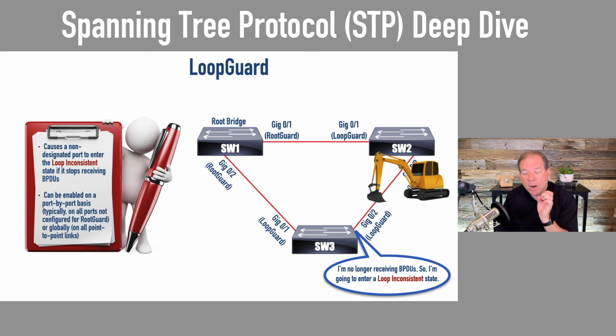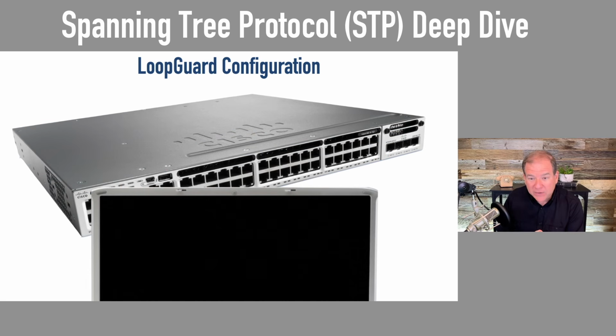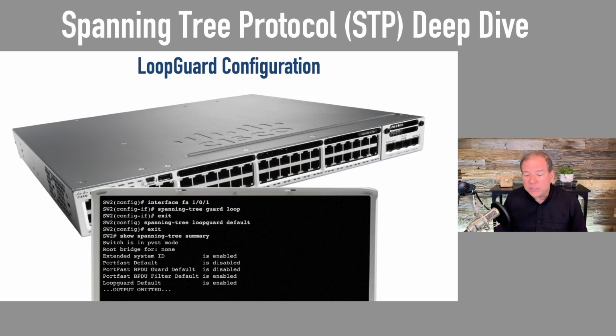And so what happens is we say, hey, I'm no longer receiving BPDUs. I'm going to go into a loop inconsistent state until I start receiving BPDUs. And the way you set that up on a port-by-port basis is to go into that port and say spanning-tree guard loop, or you could say globally spanning-tree loop guard default. And that's going to apply to all ports that are not already configured for root guard. So you want to configure root guard first, and then you follow that up with loop guard.